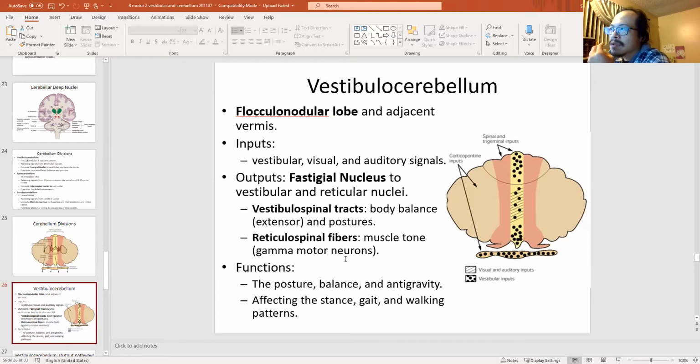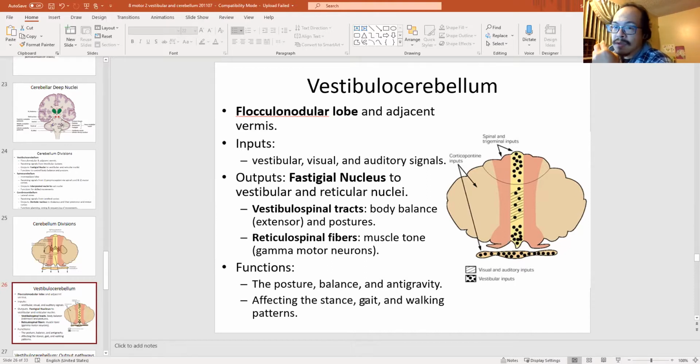So these are directly related to our earlier lecture about the lower motor neuron. Those are the alpha and the gamma motor neurons located in the spinal cord. Their function affects the posture and body balance, affecting the stand, because stand is about the axial muscle tone.